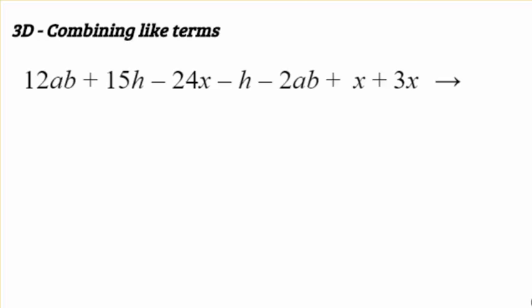When we're combining like terms, the first thing we need to take care of is making sure that any variable that does not have a coefficient written in front of it gets a 1. So the first one that does not have a coefficient is this one, h, so it's now going to have a 1 in front of that. And then we need to do it with this x as well.